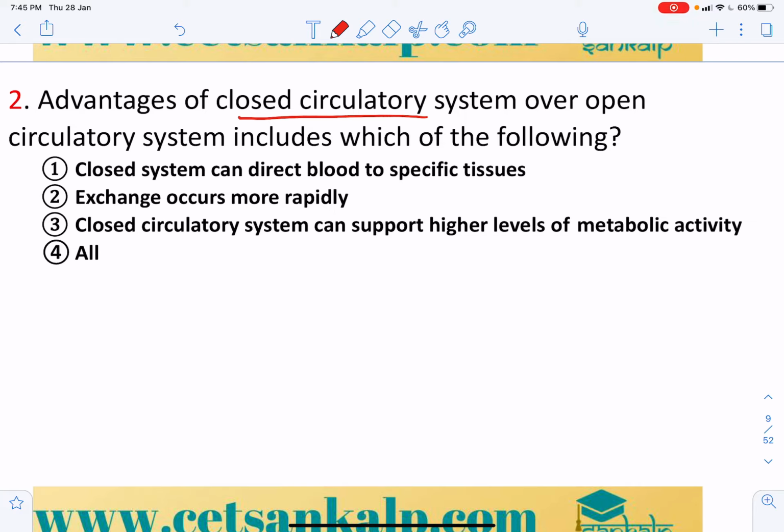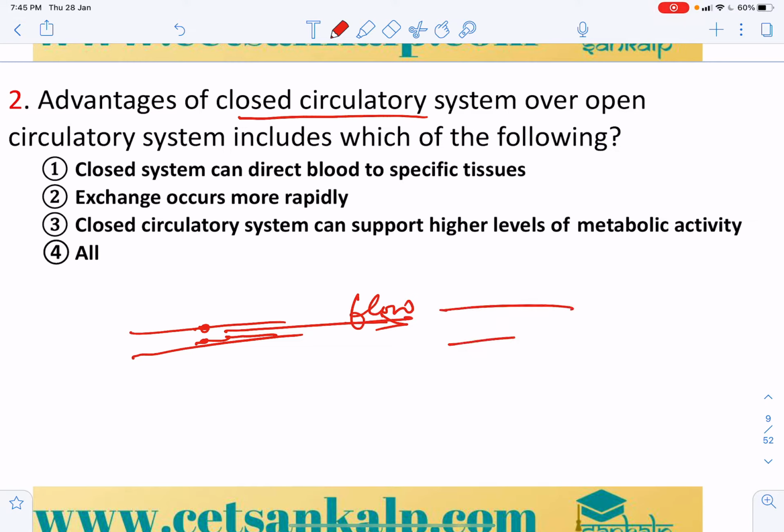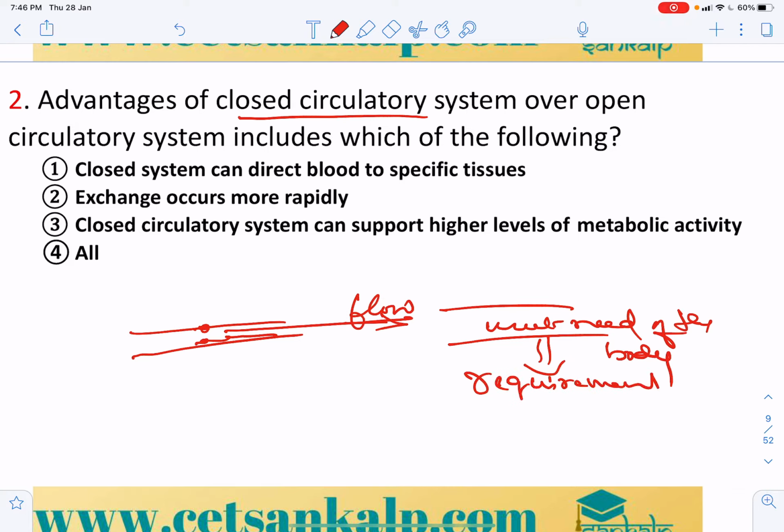As we know, whenever the closed circulatory system maintains efficiency, it can increase, right? So if the need increases, these blood vessels constrict, and they increase the blood pressure. Flow will be faster, and they can meet the need of the body. Hence we can say the closed circulatory system is very efficient, mainly to support the metabolic activity and to meet the requirement of the body, right?